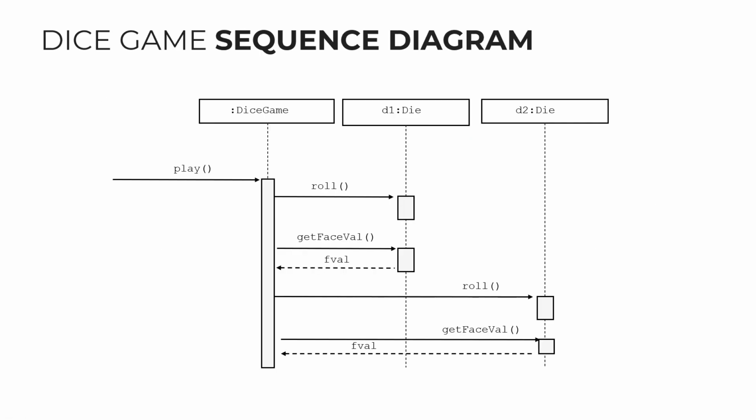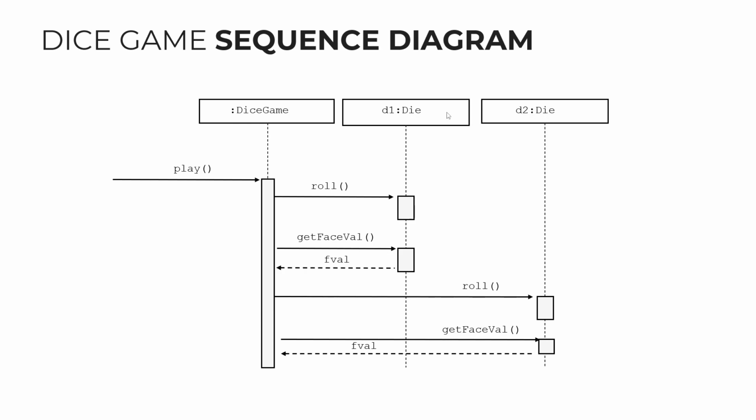Let's have a look at it in detail. Here we have a dice game object, and we have the die object D1 and the die object D2. Let me explain a little bit more about sequence diagrams if you're not familiar with them. Here we have this box on the top. This box represents an object. It sounds like a class because dice game is a class, die is a class, but is it actually an object? You see a colon here.